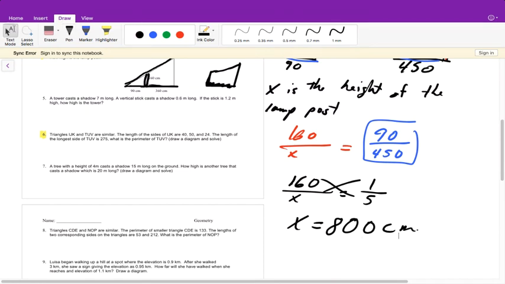Now if on any of these questions on your final exam you get fractions, remember you can write your answer in any way: as a decimal, as an improper fraction, as a mixed number. It would be your call.